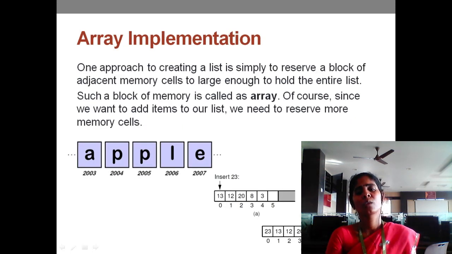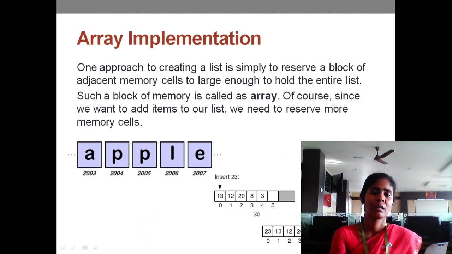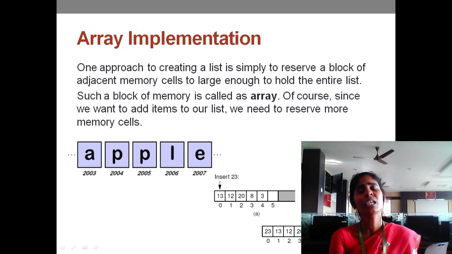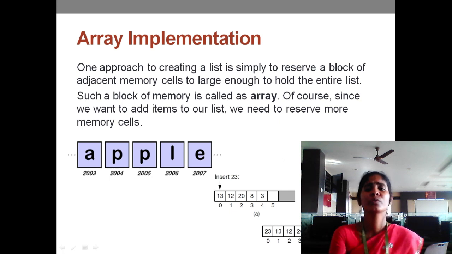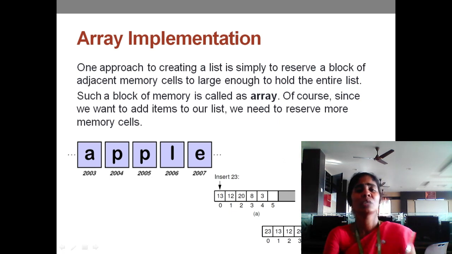Next, the easiest way to implement the list is the array. We are choosing an array as a way of implementing a list. What is the special thing about an array? An array is a collection of elements of the same type, used for storing the elements in a sequential, ordered way.